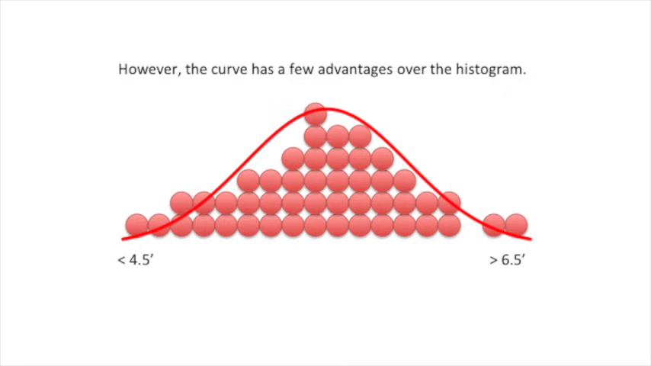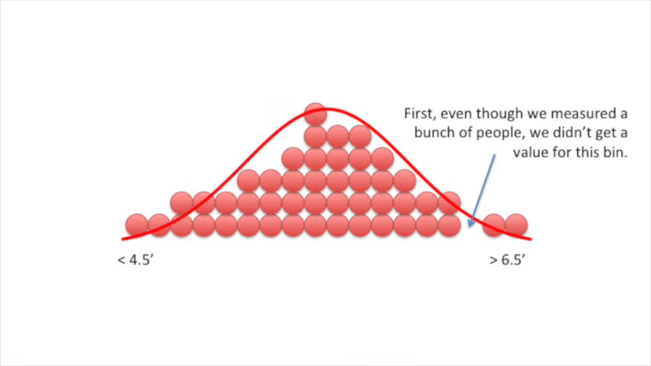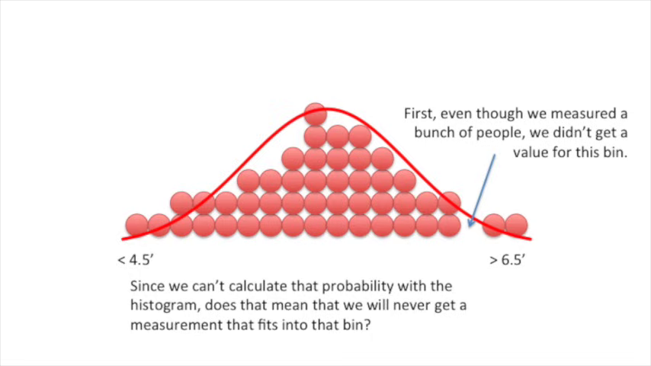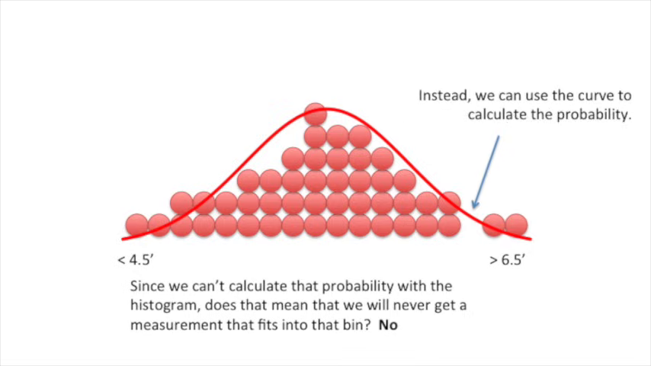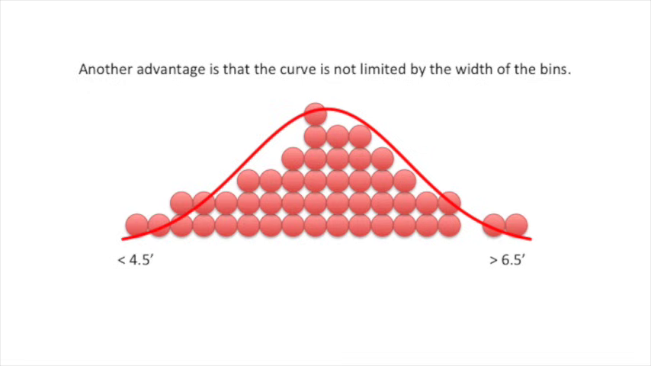However, the curve has a few advantages over the histogram. First, even though we measured a bunch of people, we didn't get a value for this bin. Since we can't calculate that probability with the histogram, does that mean we will never get a measurement that fits into that bin? No! Instead, we can use the curve to calculate the probability. Another advantage is that the curve is not limited by the width of the bins.